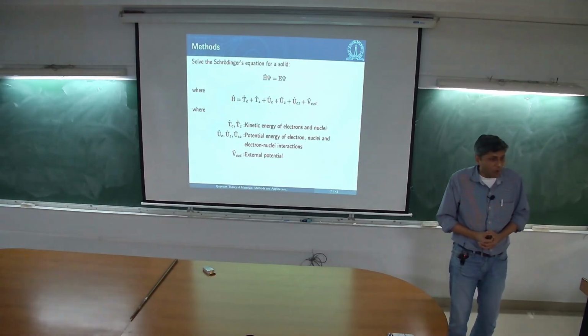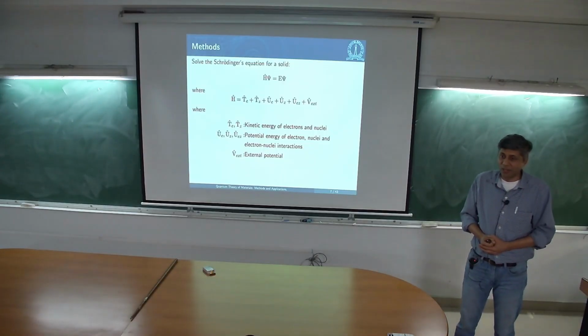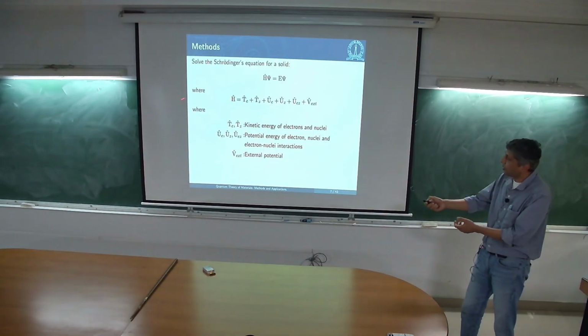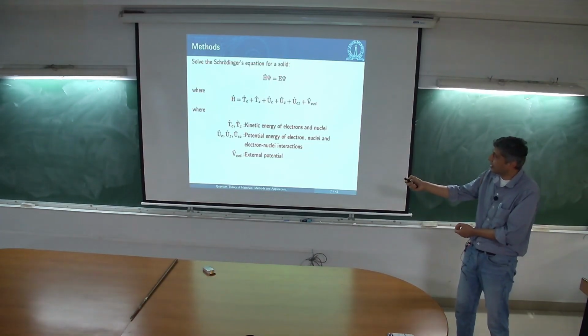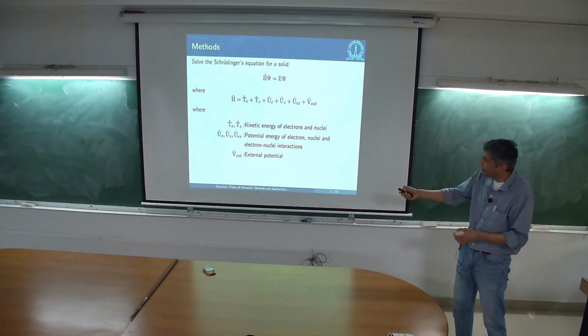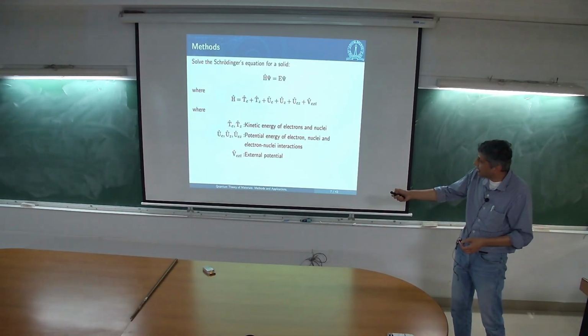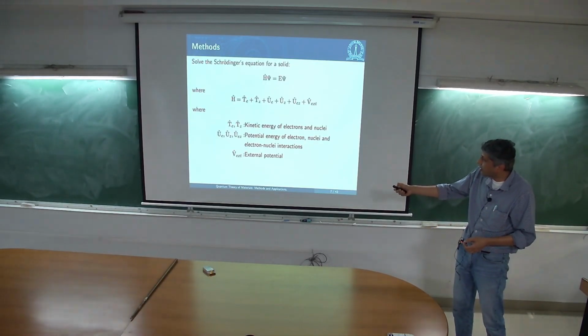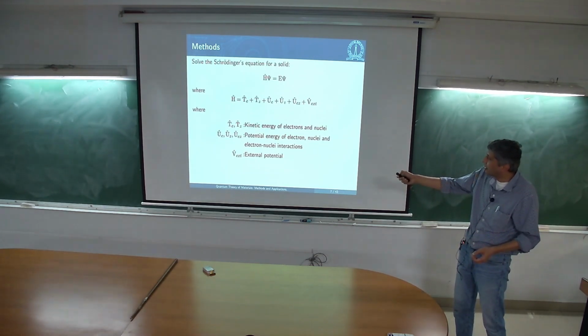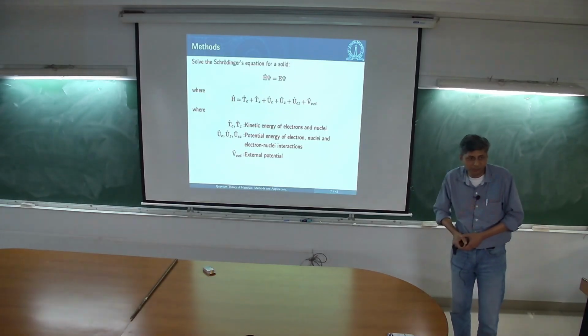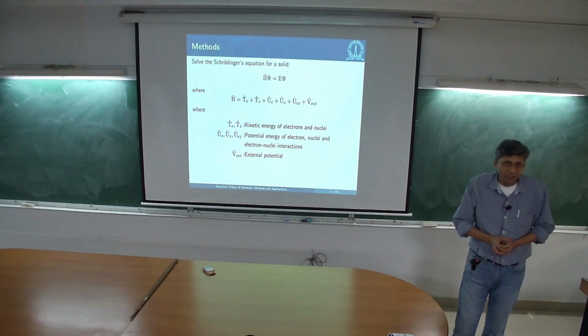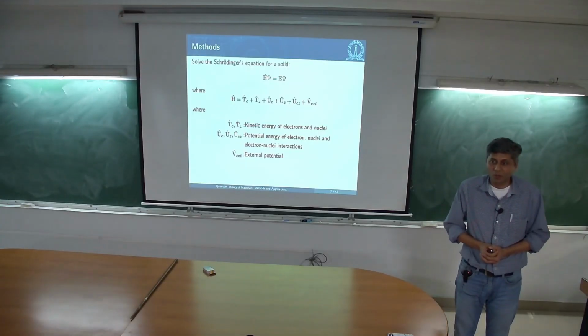After all, we all know how to write the Schrodinger equation down for a solid, so off we go, right? You write the time independent Schrodinger equation down for a solid, H psi equals E psi. H is the Hamiltonian: T is the kinetic energy of the electrons and the kinetic energy of the nuclei, U is the electron-electron energy, the electron-ion energy, and the nuclear energy, and there's any external potential. Done, right? We've written the equation down, we can solve it, off we go.